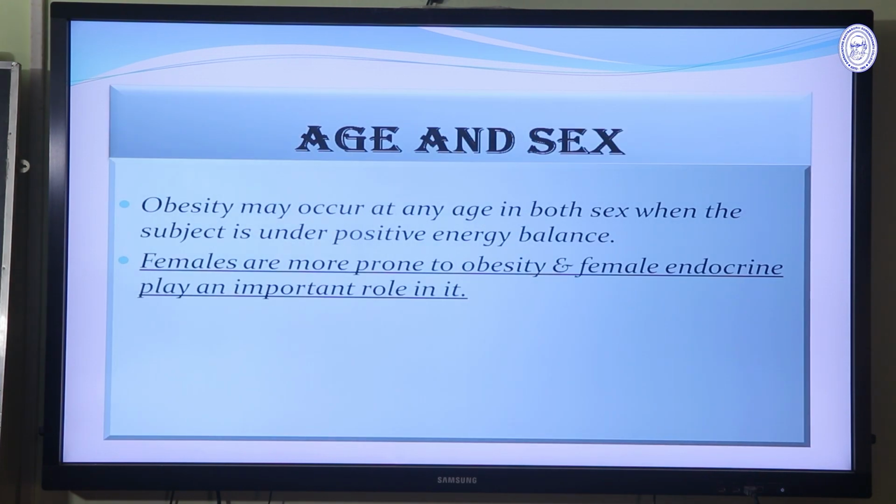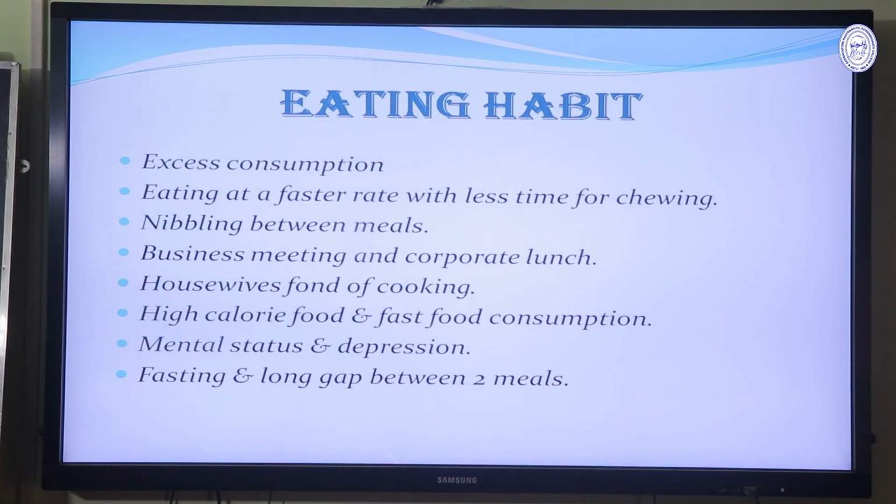So, the next factor may be age and gender. Obesity is a problem with positive energy balance, and obesity may occur at any age, any gender, when the person is put in the positive energy balance. That is the most important causation. But it has been observed that females are more prone to obesity, and female reproductive endocrine play a vital role in the causation of obesity.